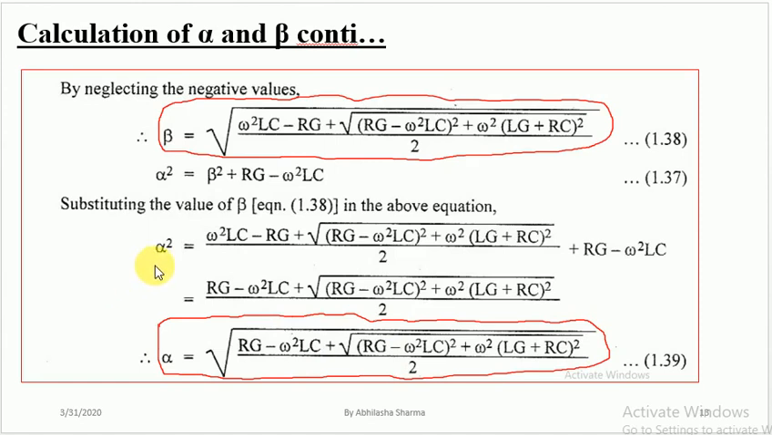Now finally we calculate the value of beta. So beta is equivalent to the root of [omega square LC minus RG plus the under root of (RG minus omega square LC) whole square plus omega square (LG plus RC) whole square] divided by 2. And similarly we have to calculate the value of alpha. So this is the phase constant and this one is the attenuation constant.